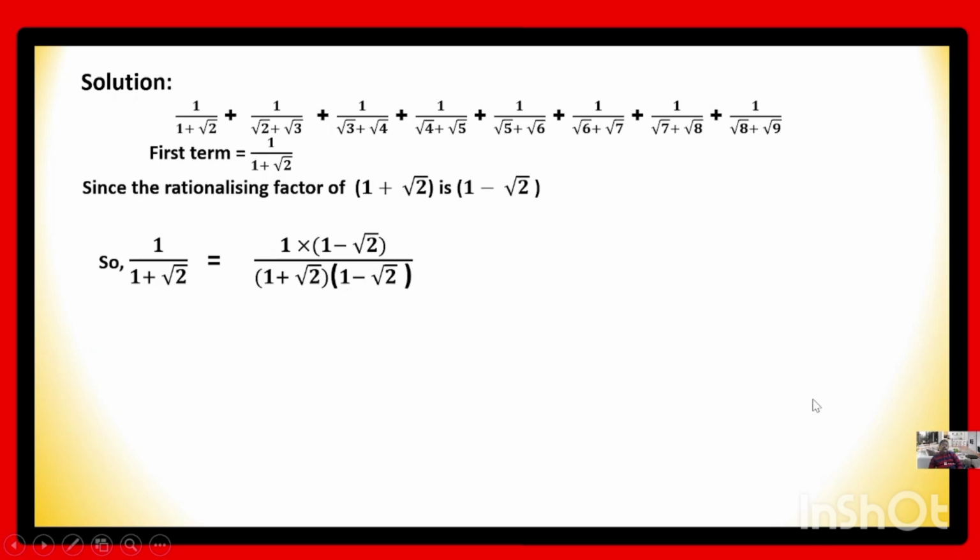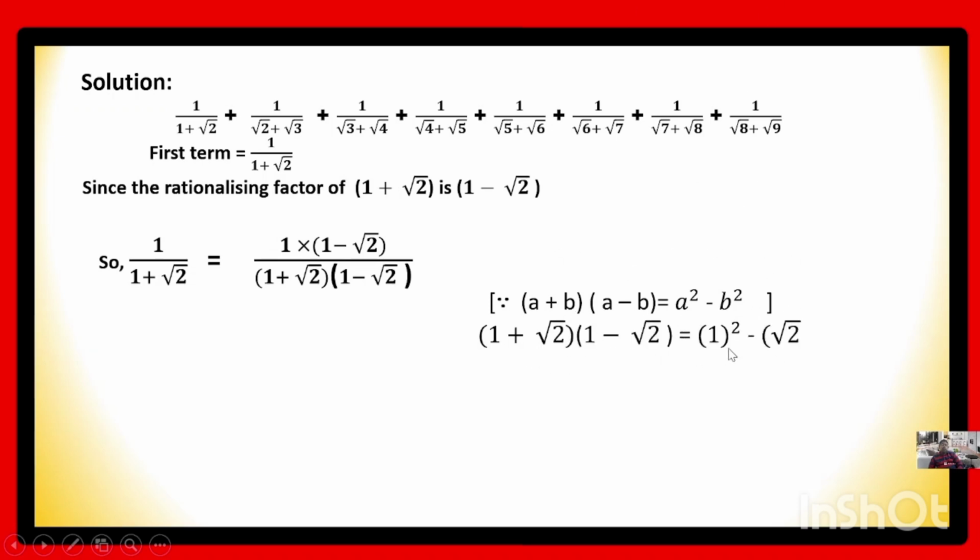You have to multiply, and all of you know here you have to use the identity (a plus b)(a minus b) equals a square minus b square. Here we have (1 plus root 2) into (1 minus root 2). In place of a is 1, in place of b is root 2. So it will be a square minus b square, which is 1 square minus root 2 square. 1 square is 1, and root 2 square is 2. So it will be 1 minus 2, which is minus 1. This is how you have to simplify the denominator.